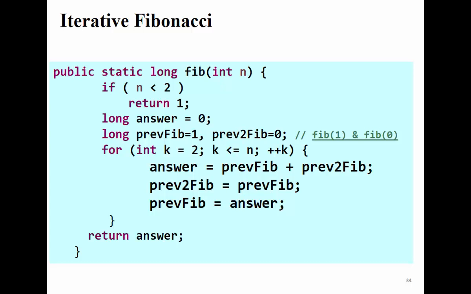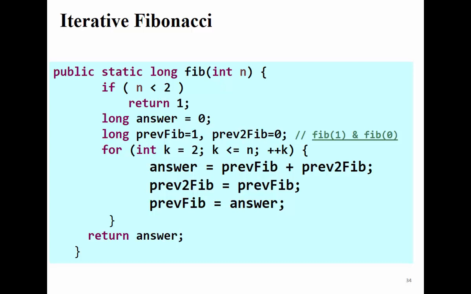So if we would like to do it iteratively, that can be done like this. If n is less than 2, we identify n as a value less than 2, we're going to return 1. Otherwise, we define answer as a local variable and the previous Fibonacci and the previous 2 Fibonacci numbers. We initialize the previous one by 1. We initialize the previous 2 by 0. Then we start the loop. The loop starts from k equal to 2 until we reach n. And each iteration we increment k by 1.